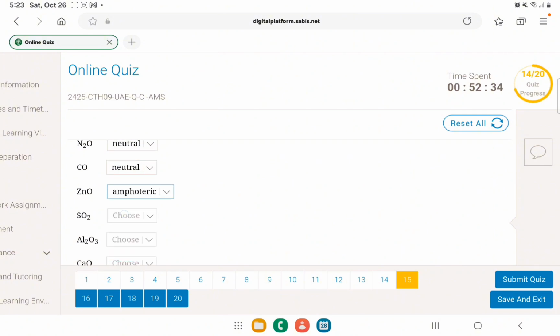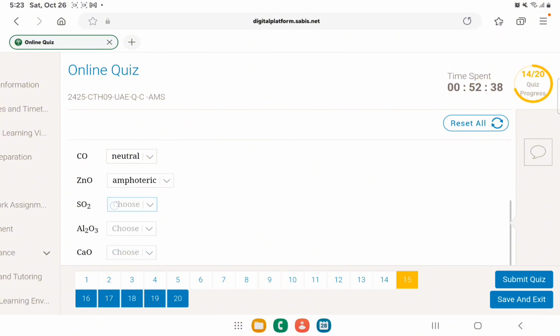ZnO is amphoteric. You have to memorize the last two, the amphoteric and neutral. SO2 is acidic because S is a non-metal and O is a non-metal. Al2O3 is amphoteric. Ca is a metal, so metal oxides are basic.